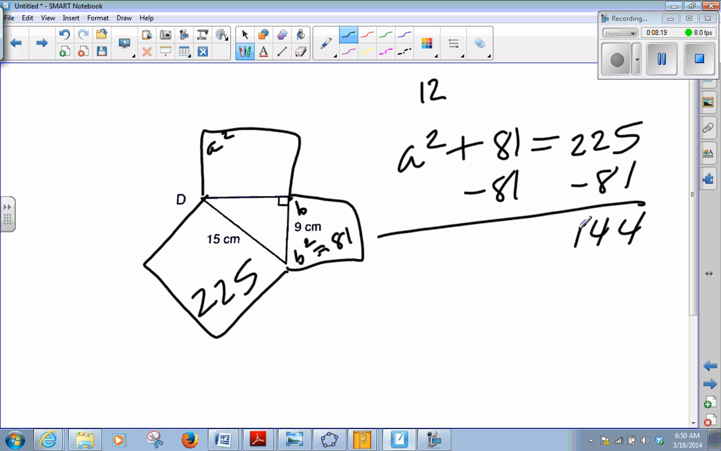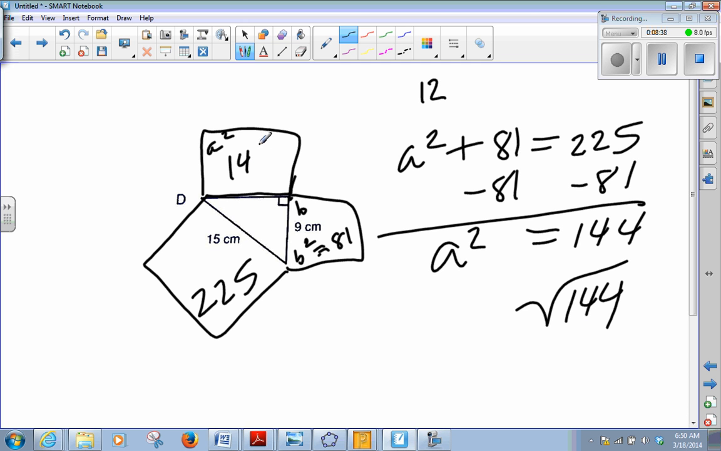That gives me 144 for A squared. Maybe we don't even need to use a calculator this time, because to unsquare it, remember, we have to take the square root of 144, which means we've got to figure out what number times itself would give me 144 for this area right here. Well, 12 times 12 gives me 144. So that means that this side is 12 units long, because the square root of 144 is 12.